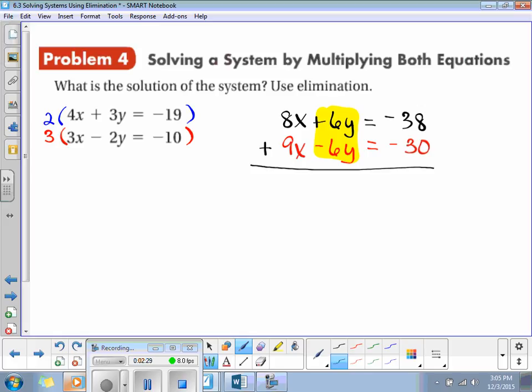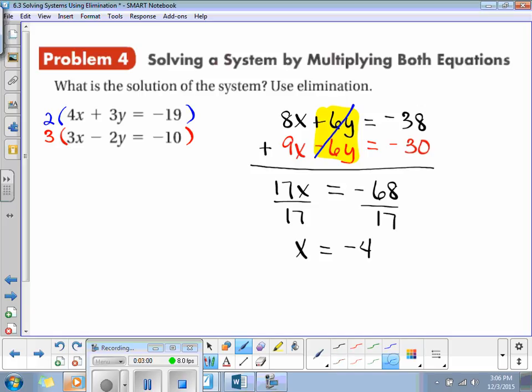All right. So here we've got 17x. These will cancel. Is equal to a negative 68. Then we will divide 17 on both sides. So x is equal to negative 4. So now we're going to take that x at negative 4 and we'll substitute it into one of the originals. So one of the originals would be, we're going to put the negative 4 right there.